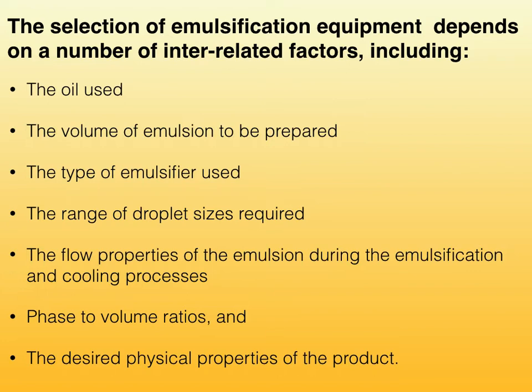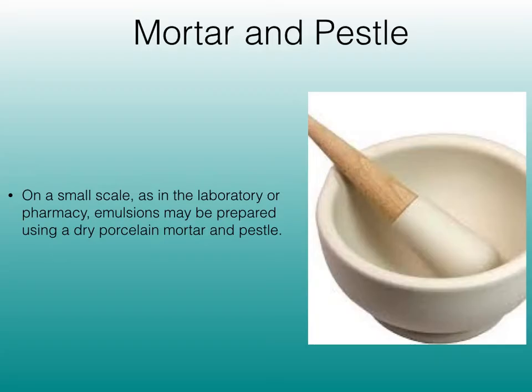Number 3, the type of emulsifier used, the range of droplet sizes required, the flow properties of the emulsion during the emulsification and cooling processes, phase to volume ratios, and the desired physical properties of the product. This means what would be the consistency of our final emulsion, either a liquid emulsion or a semi-solid emulsion. So these are the factors the selection of equipment is based on. Let's discuss all these equipments one by one.